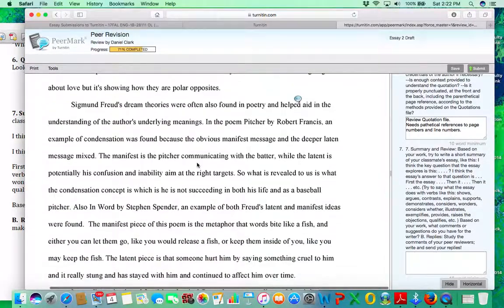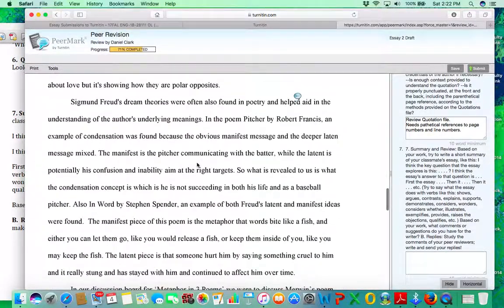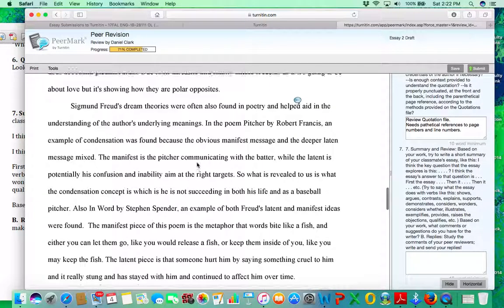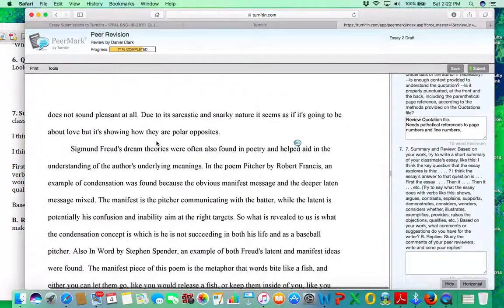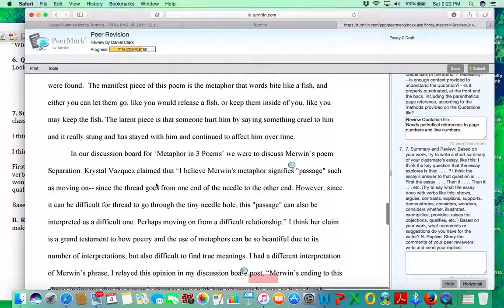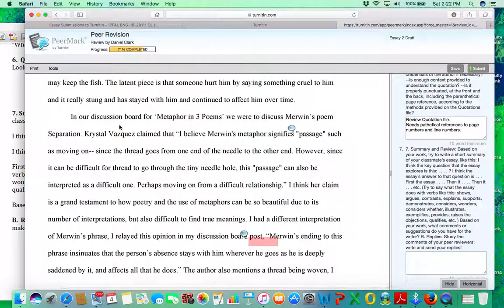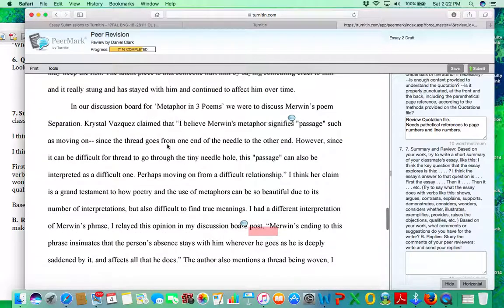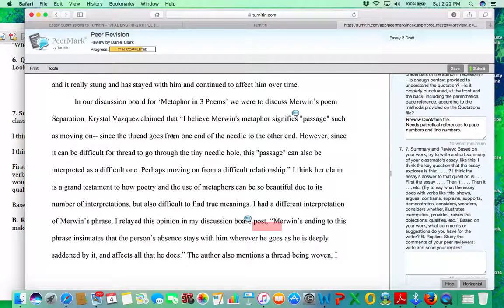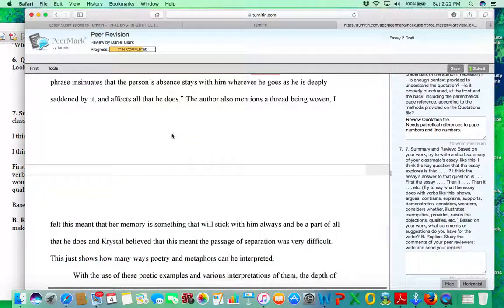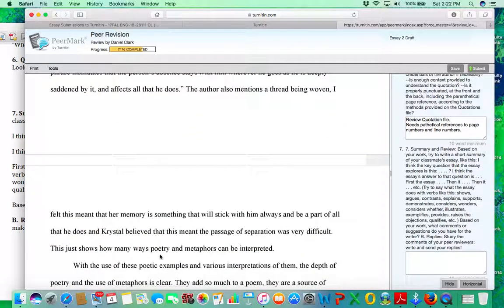This one is about manifest and latent. But again, how does that tie to this other thing? Yeah, so that's where I see we need to work on some unity there. Likewise here. What's our claim? Or what's this about? Maybe this is about the way that metaphors can be interpreted in more than one way. And I think she says that, yeah.